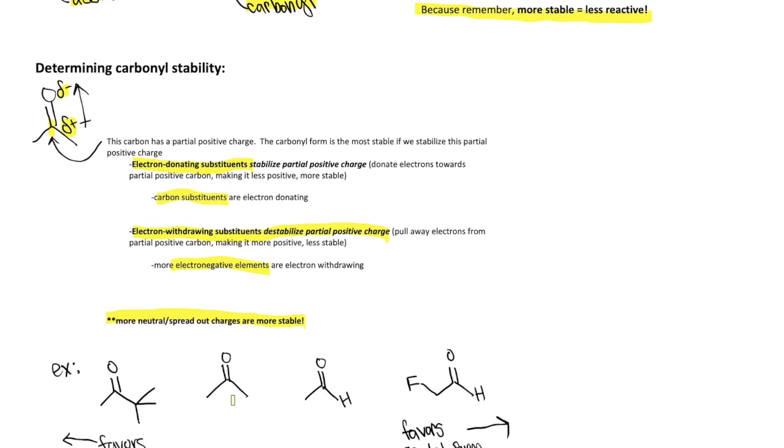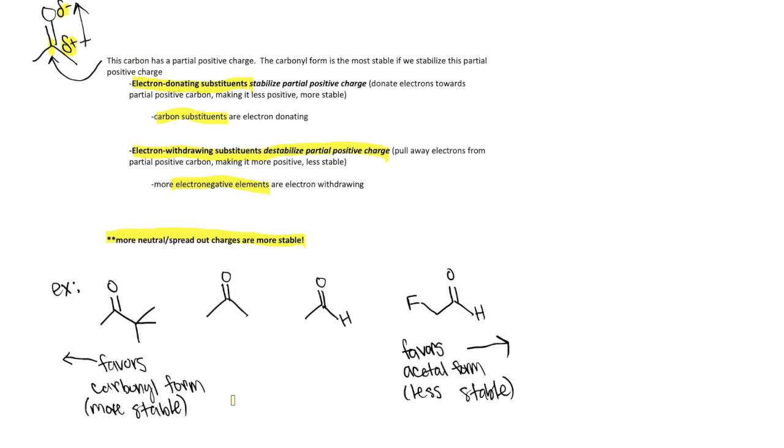If we look at an example of favoring carbonyl versus acetal form, you can see that the more carbon groups I have attached to my carbonyl carbon, the more the carbonyl form is favored. Versus here, I have fewer carbon groups attached to our carbonyl carbon and more electronegative elements like fluorine. So this is going to have a less stable partial positive carbon and it'll favor the acetal form.